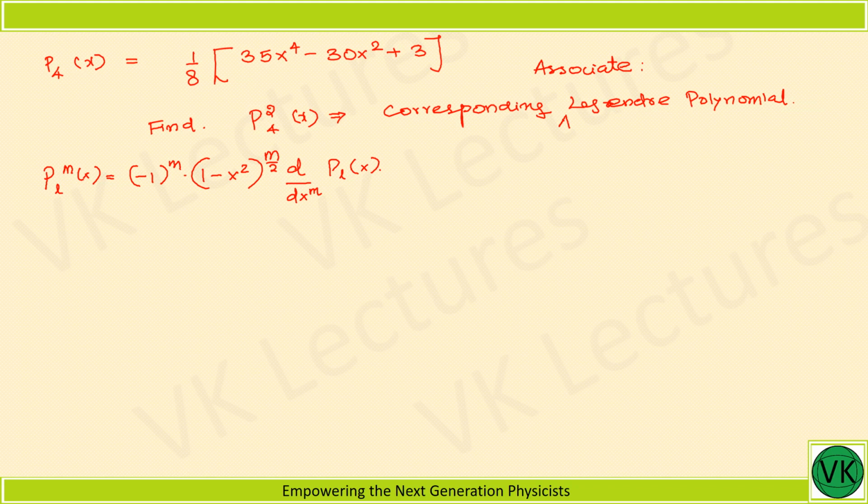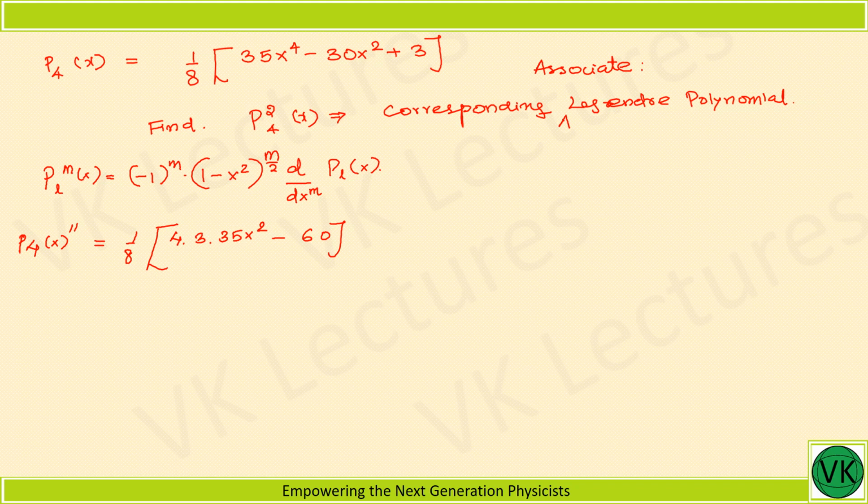So P4 of x second derivative would be equal to 1 by 8. We have to differentiate this twice, 4 times 3 into 35 x squared minus 60. So that's the first term.